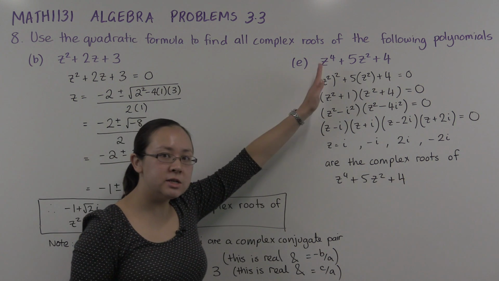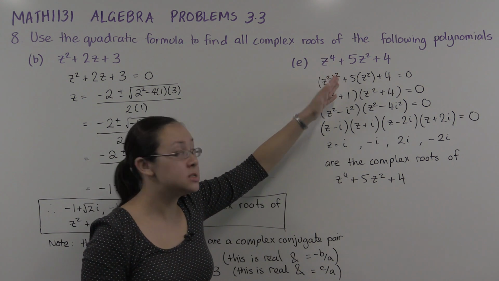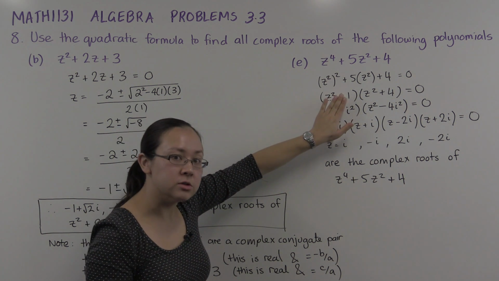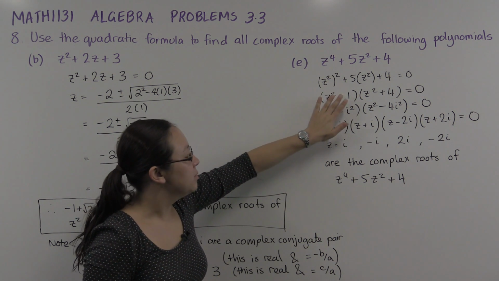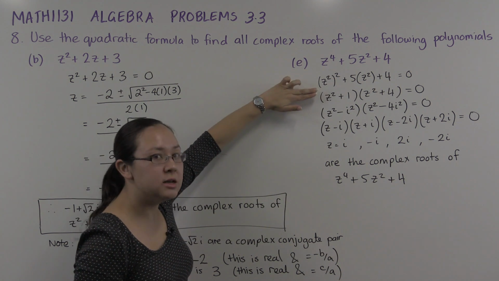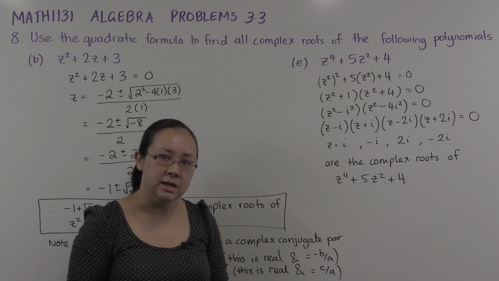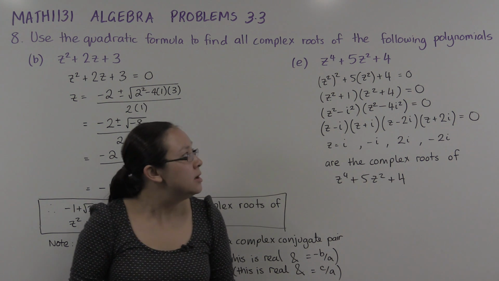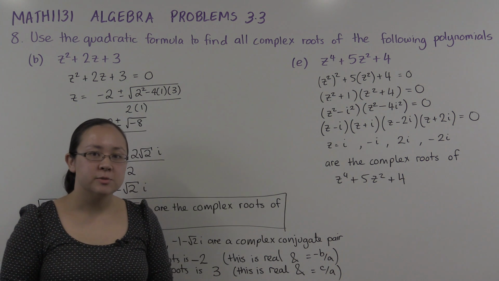So here we had a quartic, but because it was a quadratic in disguise, we could factorize it easily, although you could use the quadratic formula here. And because these were nice special quadratics, we could factorize them again easily. So we didn't actually have to use the quadratic formula in that question. And that's the end of those parts for question 8.